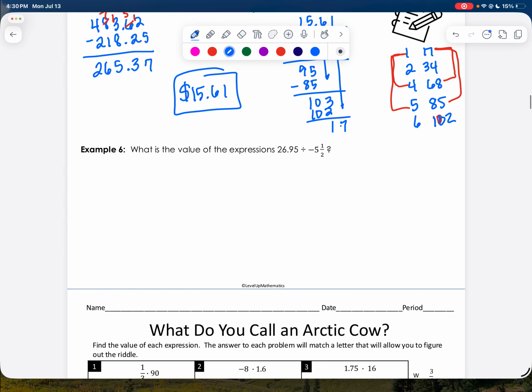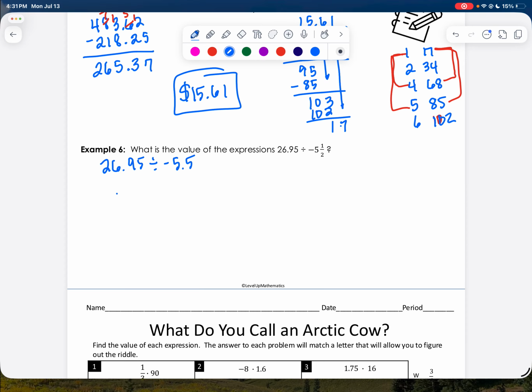All right. Example 6. What is the value of the expression 26.95 divided by -5.5? Now, in the cases when one of your numbers is a decimal and one of them is a mixed number, it's much easier to solve this problem if you make them both decimals. So what we're really trying to solve is 26.95 divided by -5.5. Now, I'm going to write this like this. You'll see why I'm doing it in a minute.